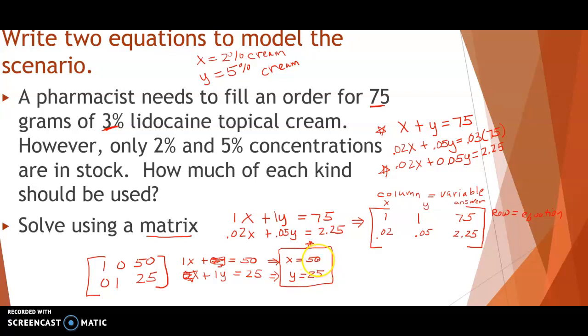So I need 50 grams of the 2% cream, and I need 25 grams of the 5% cream. And we can easily see that if we add these numbers up, we have the 75 grams total. We could substitute them into the second equation as well, taking 2% and 5%, and we would see that that indeed does add up to the 2.25, which was the 3% of the total. So if you need to, go back in the video and look at that slide where I've listed the steps in order to use the matrix feature of your calculator to solve.